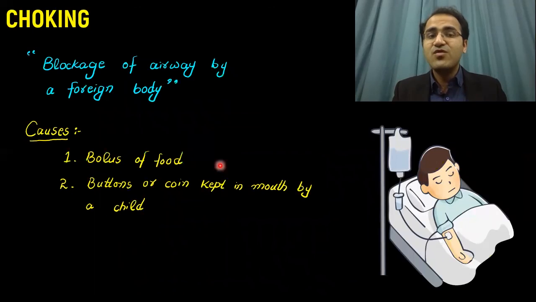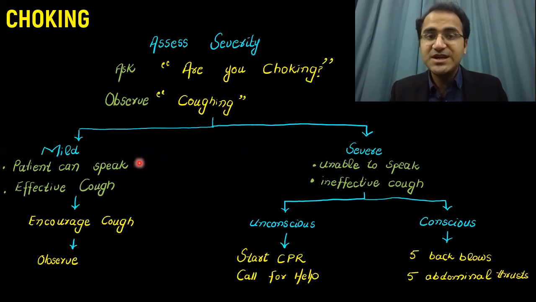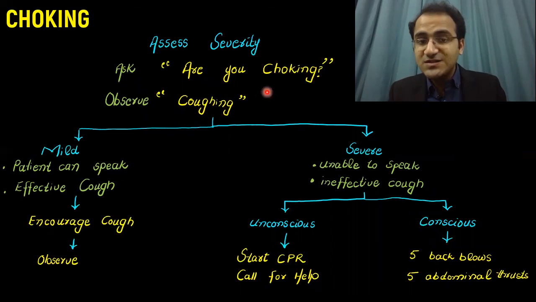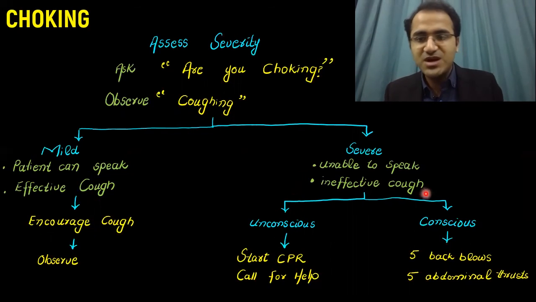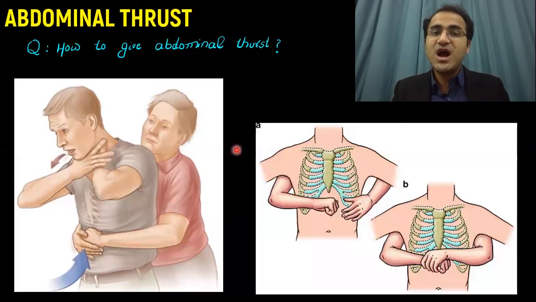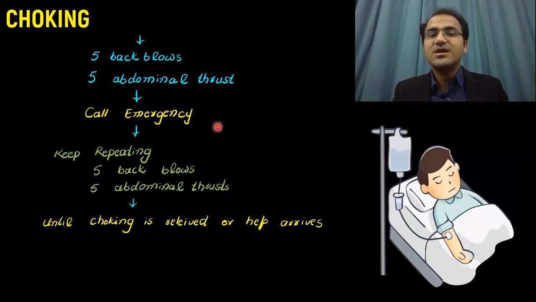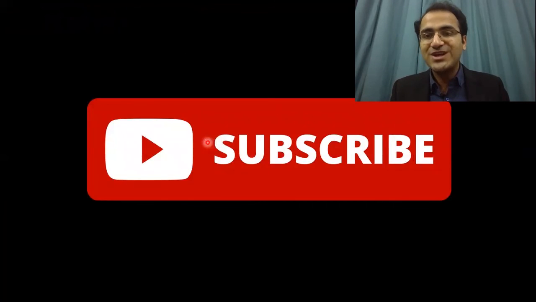In summary, we talked about what is choking and the causes. We talked about the presentation, sudden airway obstruction with clutching of the neck. You assess the severity, ask a question, and observe the coughing pattern. If the patient can speak and has an effective cough, encourage cough. If the patient has severe obstruction and is unconscious, start CPR. If conscious, back blows and abdominal thrusts. How to give back blows, how to perform the Heimlich maneuver, and call emergency. So this was all about choking.